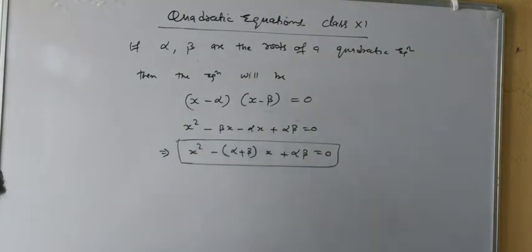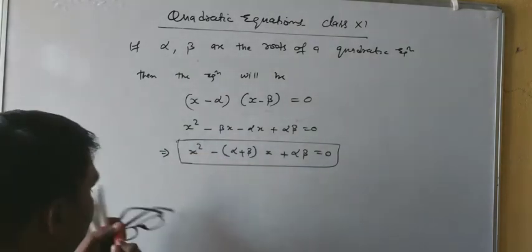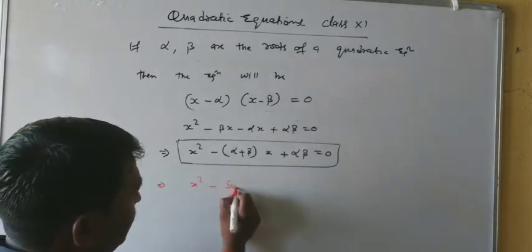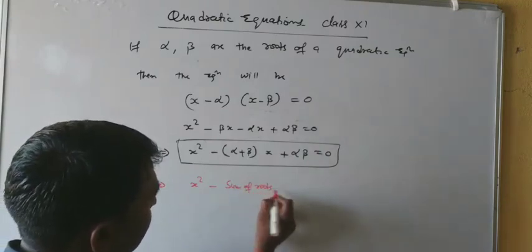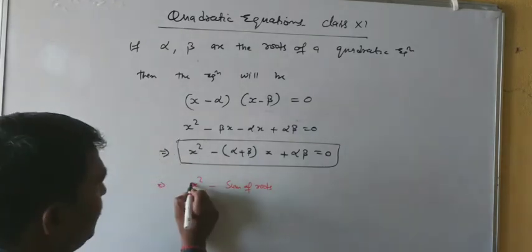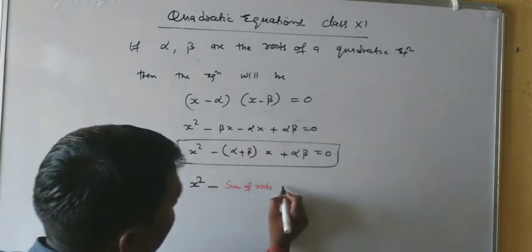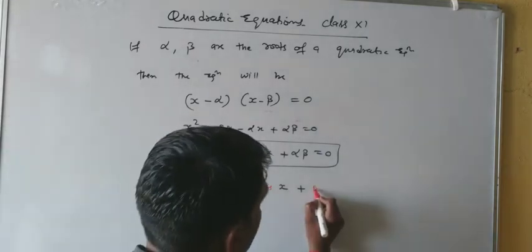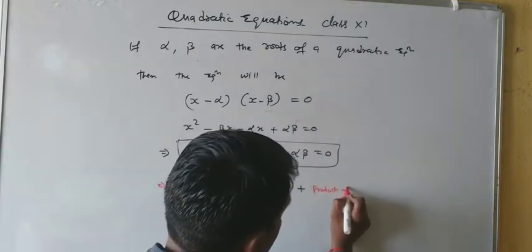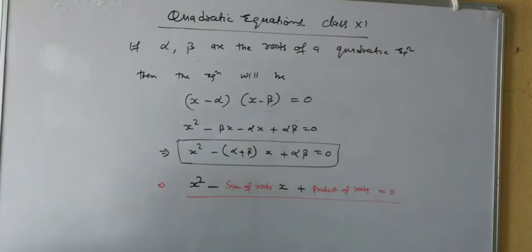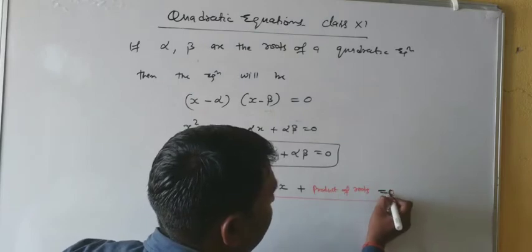So how can you learn this equation? You can learn it like this. The quadratic equation will be given by x square minus sum of roots into x, I am writing by another color. This is x square minus sum of roots into x plus product of roots is equal to 0. So by applying this relation, we can find a quadratic equation if we are given roots of a quadratic equation.